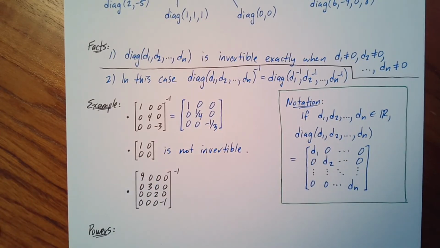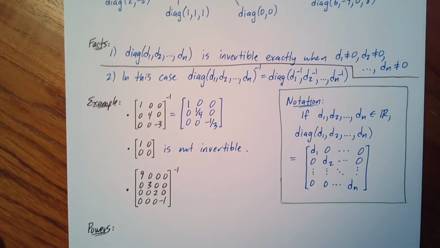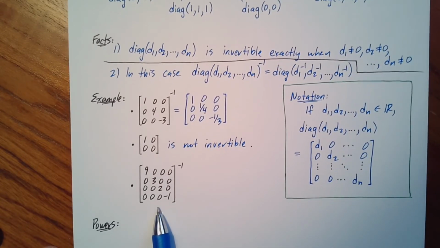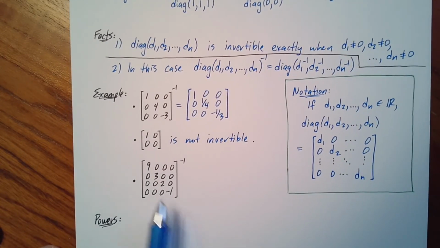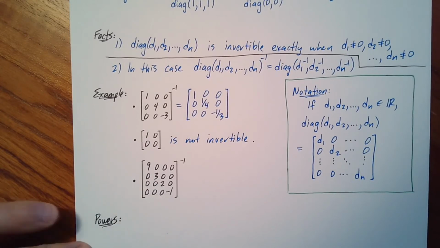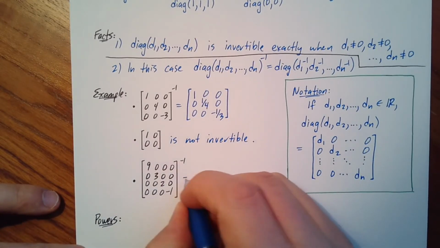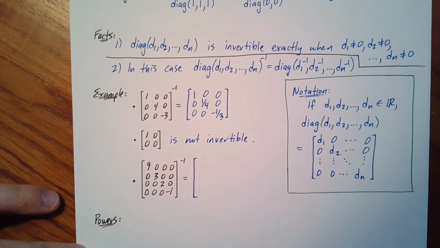So that one we won't even start talking about the inverse because it doesn't make sense to. And then for this third example, well, this one is invertible because all 4 entries on the main diagonal are not equal to 0. So we can go ahead and write down the inverse as follows. Just take the reciprocal of every entry.